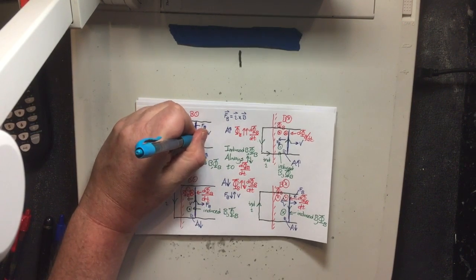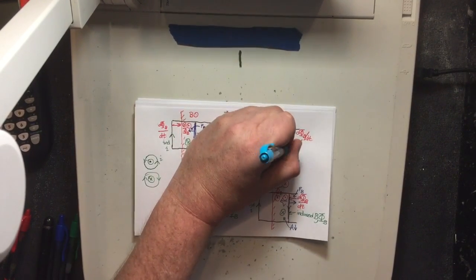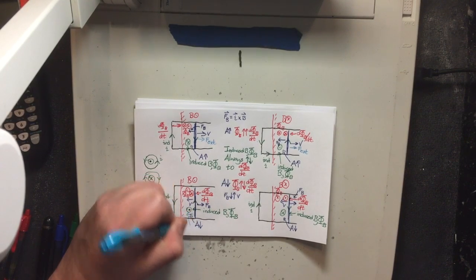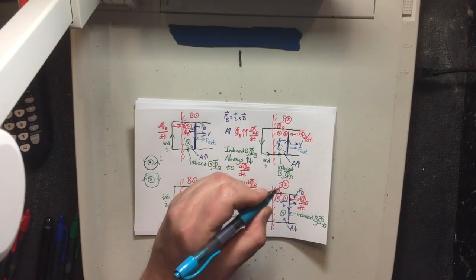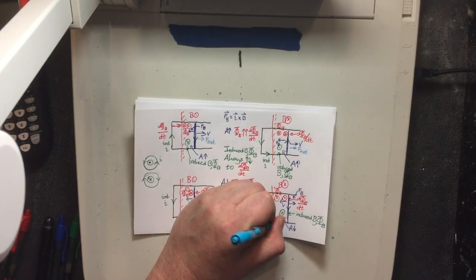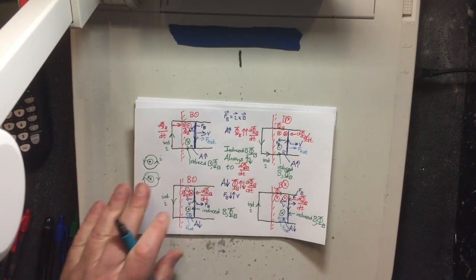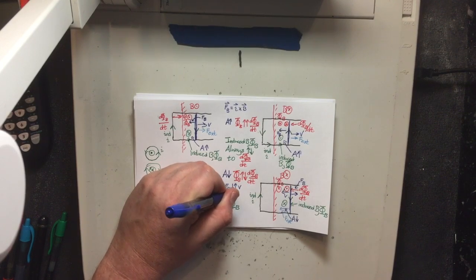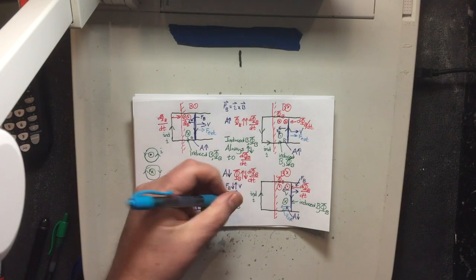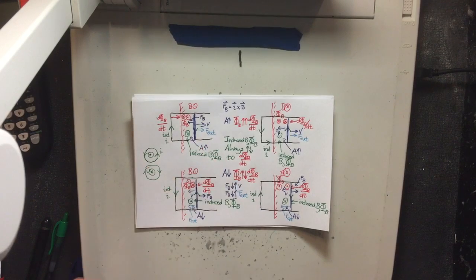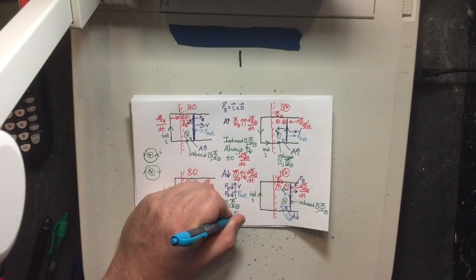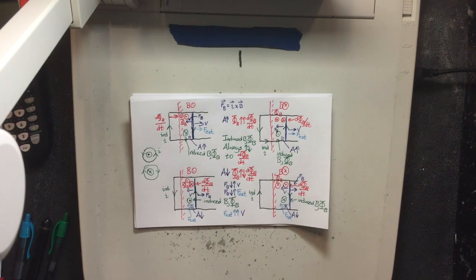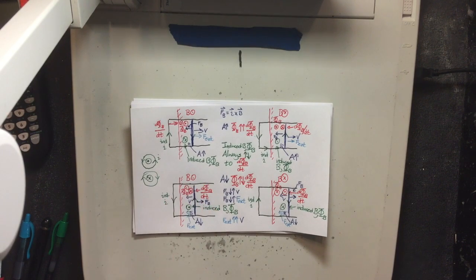Which means that the external force that's applied to this bar is opposite of the magnetic force, and the external force is in the same direction as the velocity.